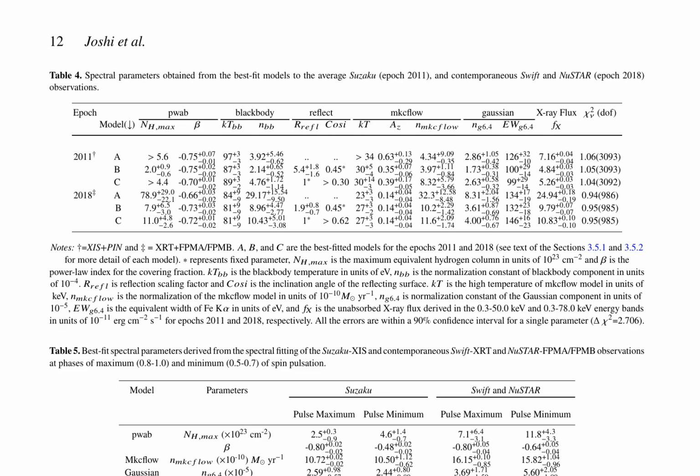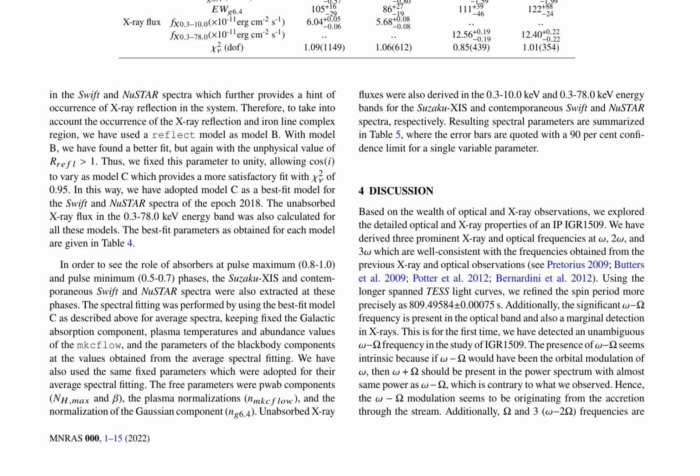The spectral fitting of the Suzaku XIS and contemporaneous Swift and NuSTAR observations for the 2011 and 2018 epochs employs three models: A, B, and C. Model A includes a power law and blackbody components, while Model B adds a reflect model to account for X-ray reflection and iron line complex. Model C, which allows the cosine of the inclination angle, cos i, to vary, provides the best fit for both epochs, with a better fit for the 2018 data.